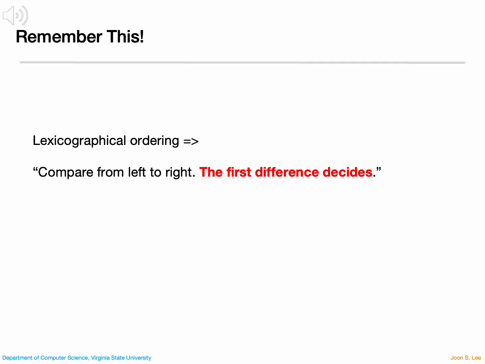Now that we understand how lexicographical ordering works, we will look at a couple of examples. As we go through them, pause for a moment and try to predict the result before we reveal the answer. Keep the rule in mind. Compare from left to right and let the first difference decide. Let's test your understanding.